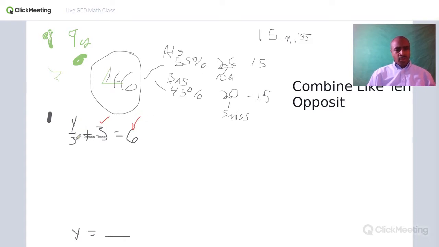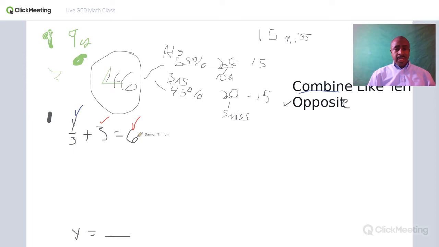And then y over 3 doesn't have anything else because this is a letter variable over a number, and so that's a different term. So when we talk about combining like terms, we want to get the things that are alike combined together. The way we do that is this second concept here, which is the opposite.